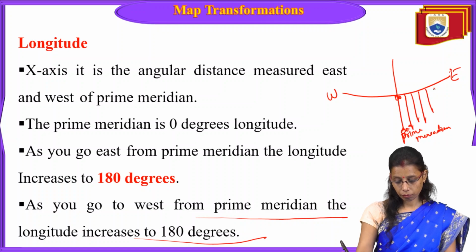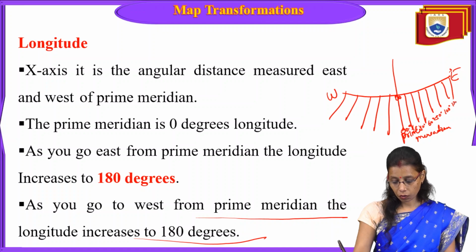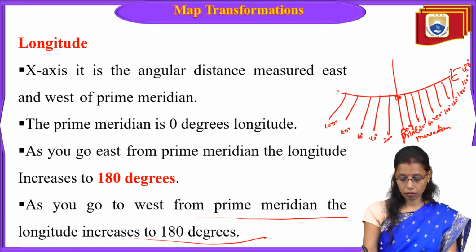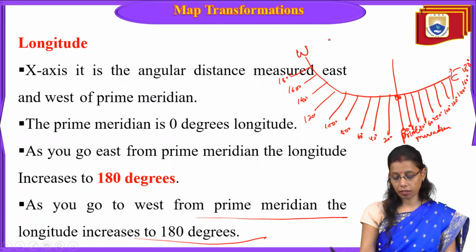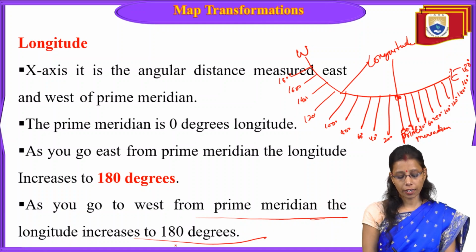Here we have the angles, or the graticules, and we go up to 180 degrees: 20, 40, 60, 80, 100, 120, 140, 160, 180 east. Then 180 west: 20, 40, 60, 80, 100, 120, 140, 160, 180. So 180 degrees west and 180 degrees east. This is called longitude. As you go west from the prime meridian, the longitude increases to 180 degrees.